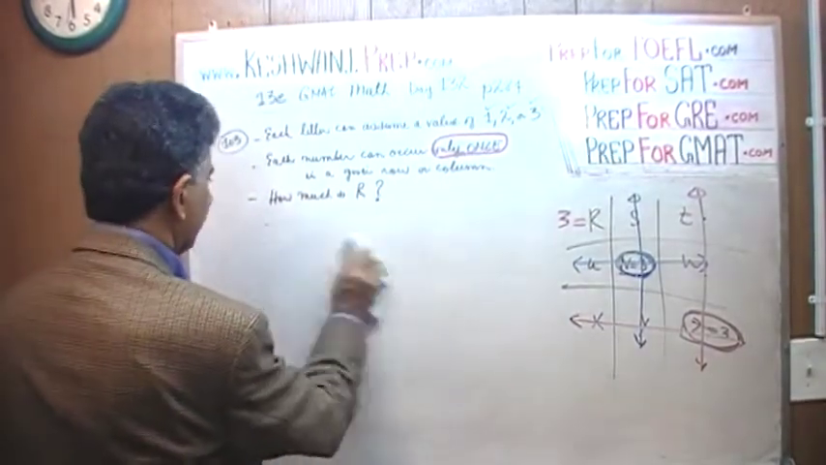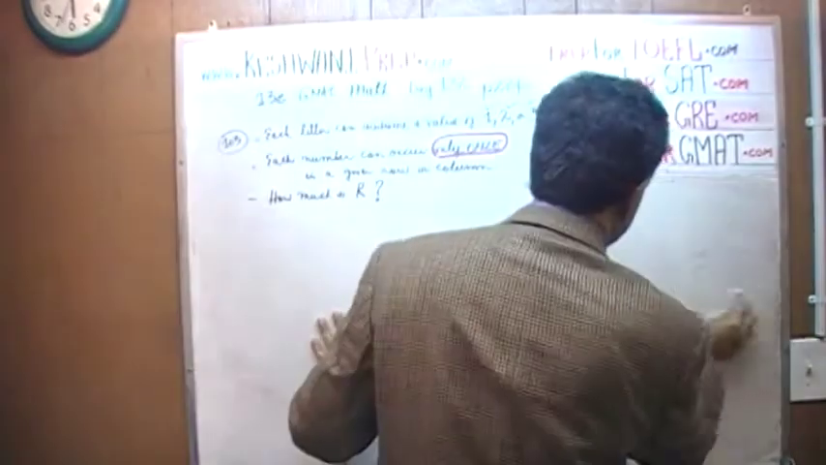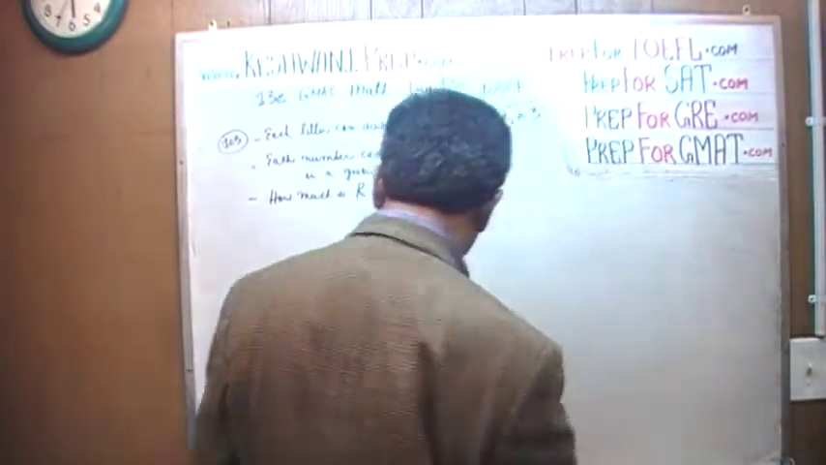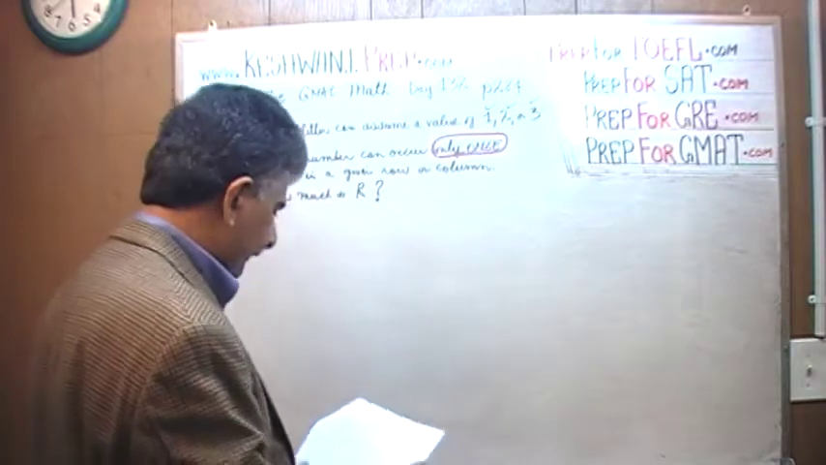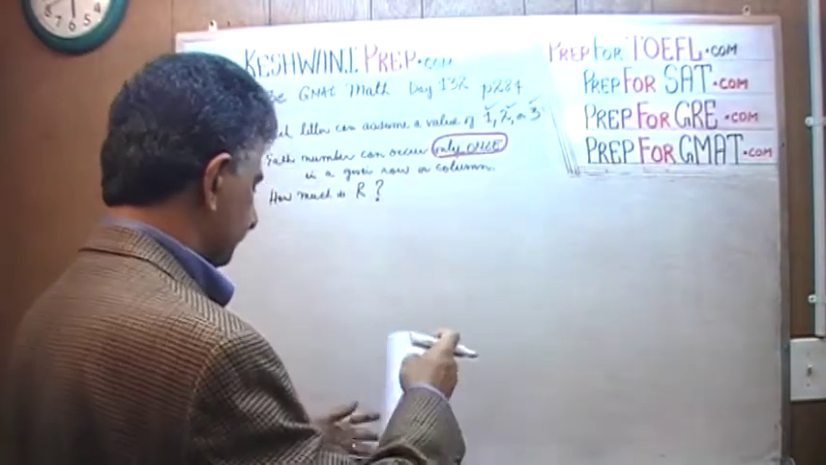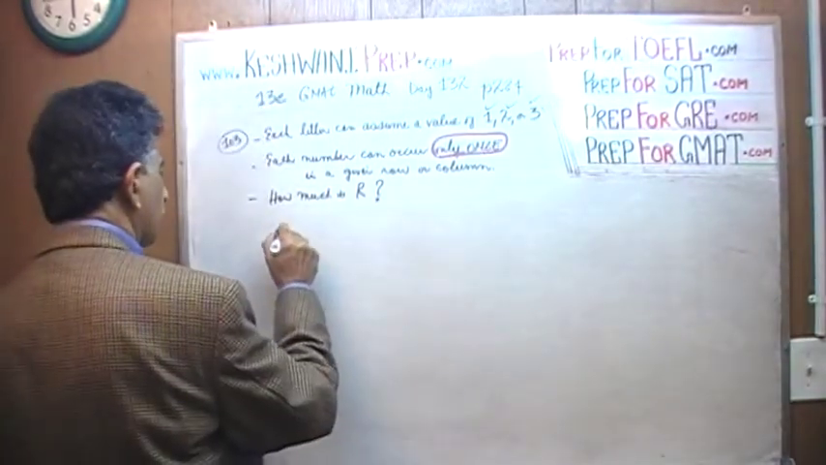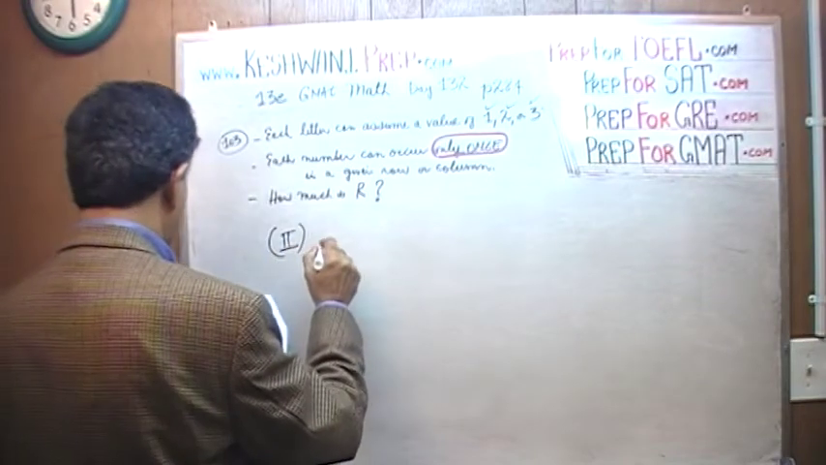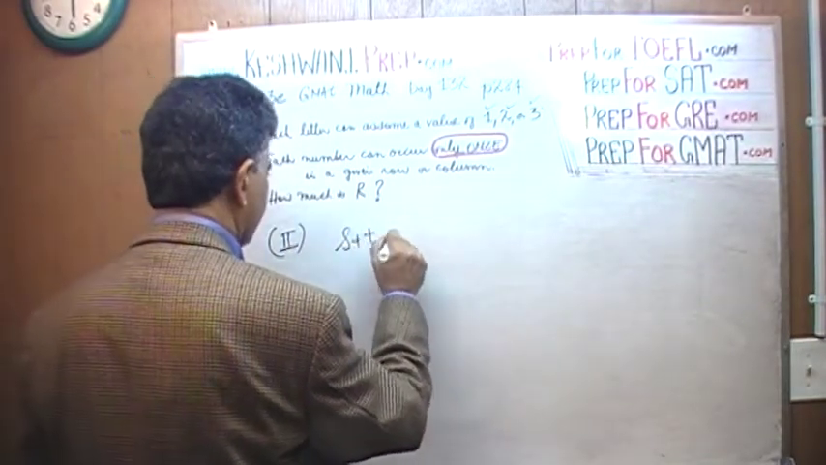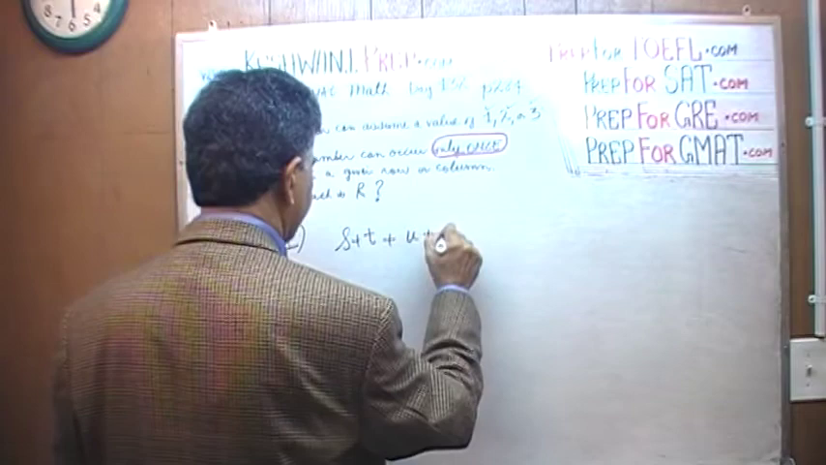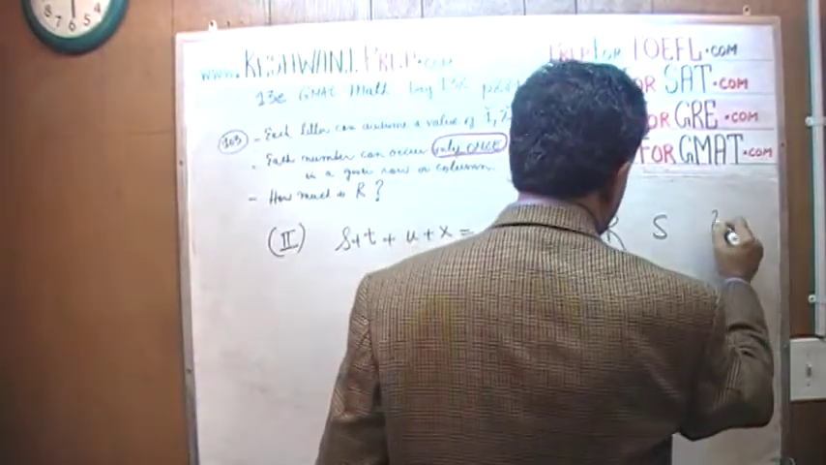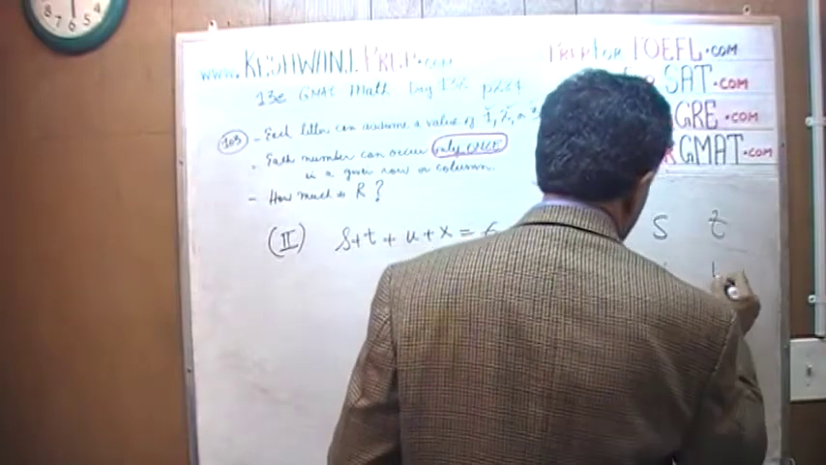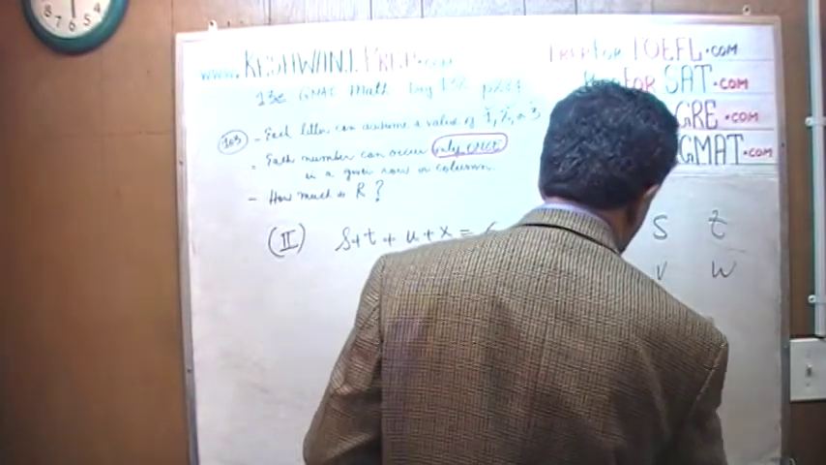Let's take the second statement. In the second statement, they tell us that S plus T plus U plus X equals 6. Again, R, S, T, U, V, W, X, Y, and Z.